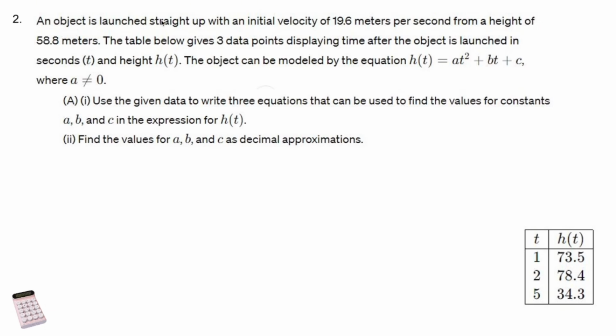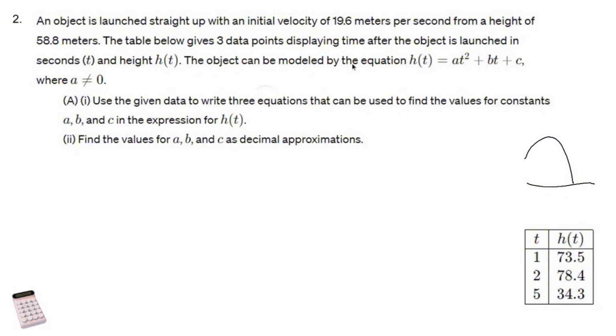The second FRQ in the 4 problems that we're going to see on every AP Precalculus exam is about an object launched straight up with an initial velocity of 19.6 meters per second from a height of 58.8 meters. The table below gives 3 data points displaying time after the object is launched in the air, in seconds t, and height h of t. So after 1 second, the object is that high in the air. After 2 seconds, it's that high. After 3 seconds, it's that high. So you can see that this guy is shot up from 58 and then comes down, and hits the ground at some point.